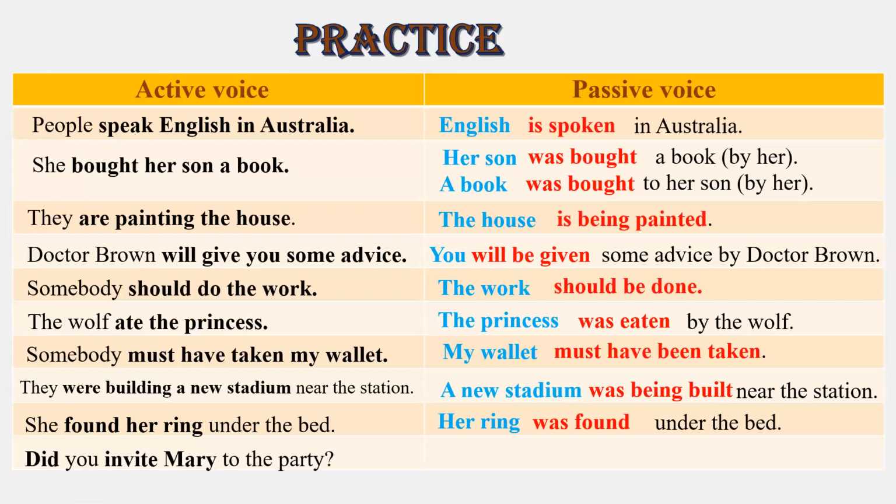Did you invite Mary to the party? Pay attention here, it's a question, and it's in past simple. So the verb to be should be in past simple, and we have to invert the verb be, and the object was Mary, which is the object, and then the past participle form of the verb to invite, invited to the party.